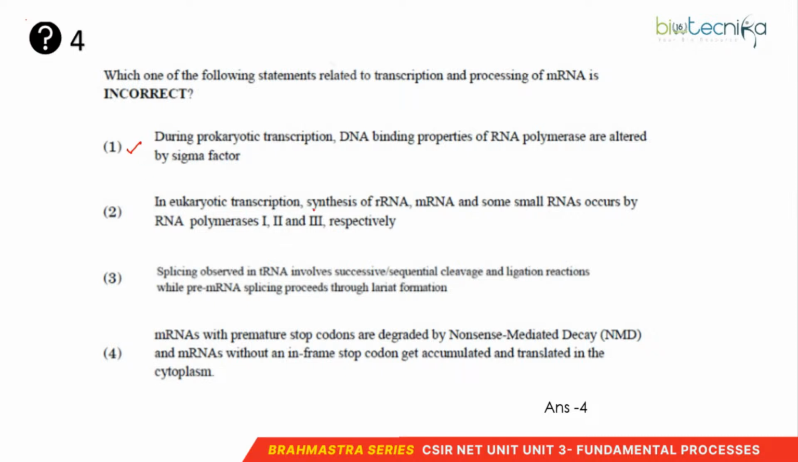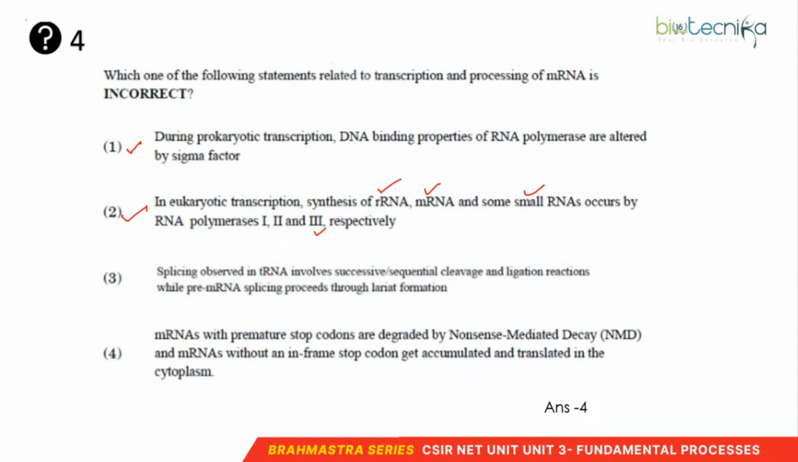In eukaryotic transcription, synthesis of rRNA, mRNA, and some small RNAs occurs by polymerase 1. So, polymerase 1 is for rRNA, which is true. The 18S rRNA and all the other rRNAs are synthesized by polymerase 1. Polymerase 2 is synthesizing mRNA and snRNAs also, but some of the small RNAs are synthesized by polymerase 3 as well. Okay, so this is correct. This statement is correct.